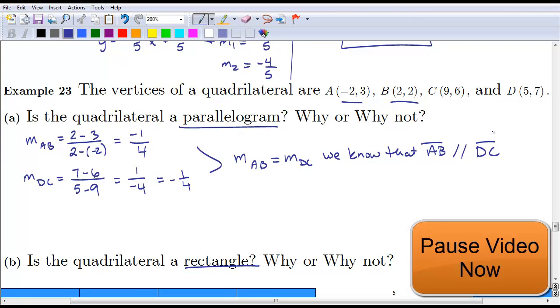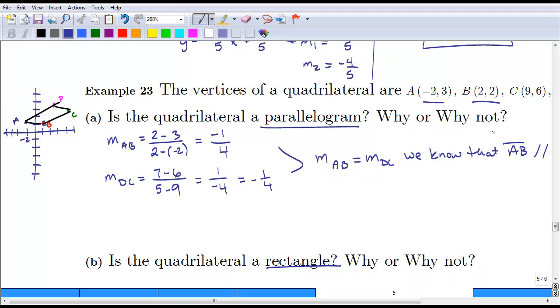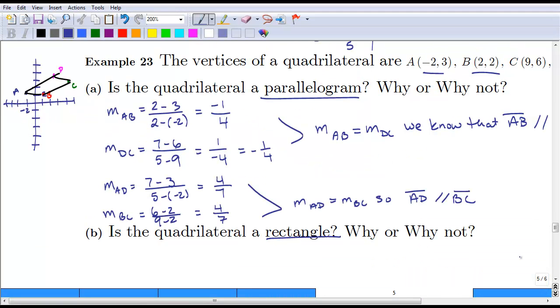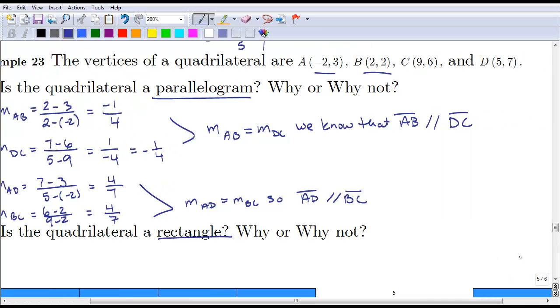Now I want you to pause the video and find out if the line AD is parallel to the line BC. You should have found that both of these slopes equal 4/7, and so AD is parallel to BC. So since we've done all of this, we have to answer the original question, which is yes, it is a parallelogram because of the following information.